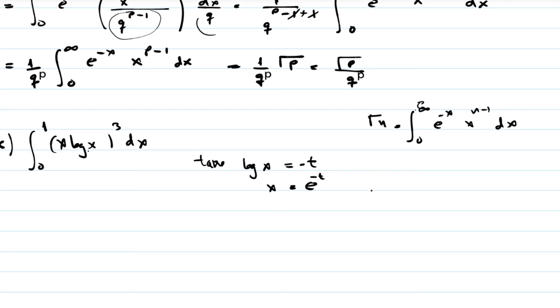Now the next thing that we have to do is find what is dx. If this is x, then we're going to find our dx, which is going to be equal to minus e raised to minus t dt.